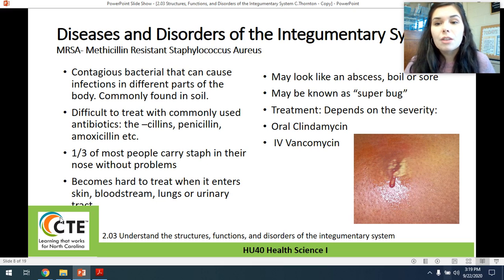Treatment really just depends on the severity. For some people, they may not have a lot of symptoms, and in some people, it could be life-threatening. There's oral clindamycin, I'm sure I pronounced that wrong, as well as IV vancomycin. Vancomycin, that sounds right. Those are both medications that are commonly used to treat MRSA.